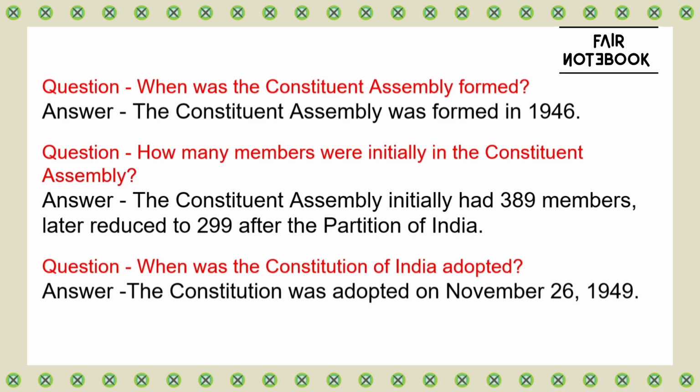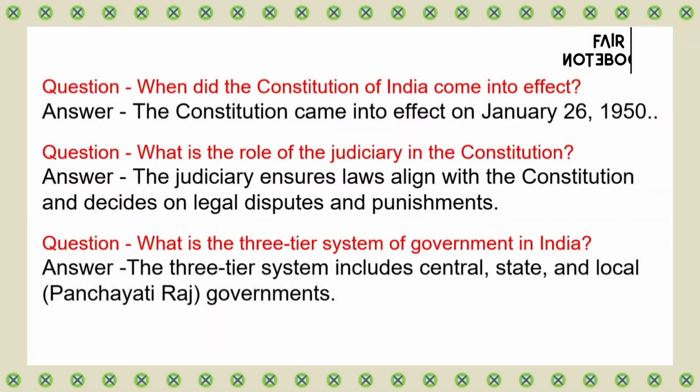Question: how many members were initially in the Constituent Assembly? Answer: the Constituent Assembly initially had 389 members, later reduced to 299 after the partition of India. Question: when was the Constitution of India adopted? Answer: the Constitution of India was adopted on November 26, 1949. Question: when did the Constitution of India come into effect? Answer: the Constitution came into effect on January 26, 1950.